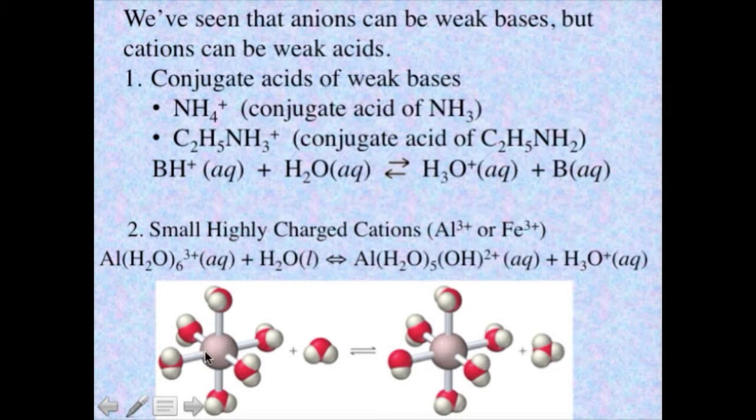These ions are such powerful electron pullers that they pull electrons away from the oxygen-hydrogen bond in the water molecules that are surrounding the ion. And one of these protons may be captured by a water molecule to form the hydronium ion, making the solution somewhat acidic. So this occurs with small, highly charged cations like aluminum ion or ferric ion.